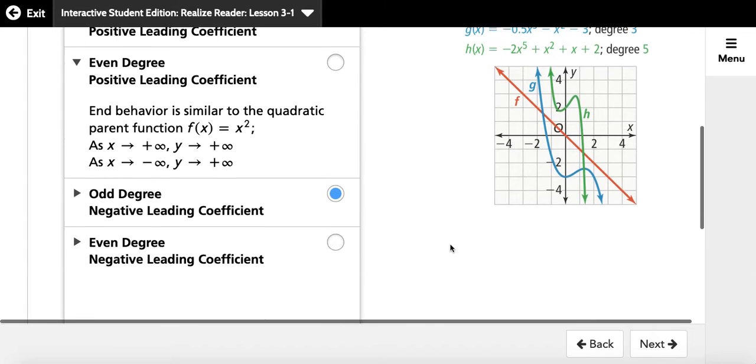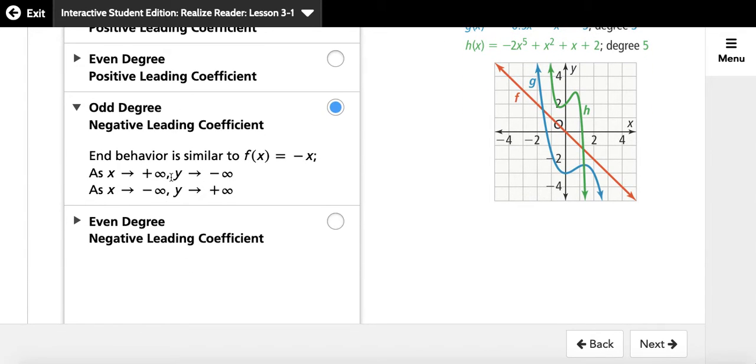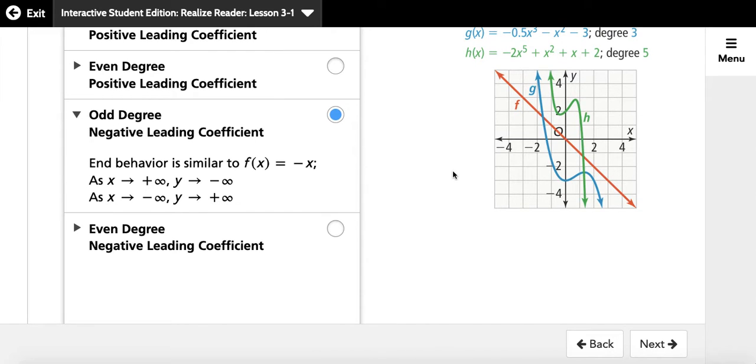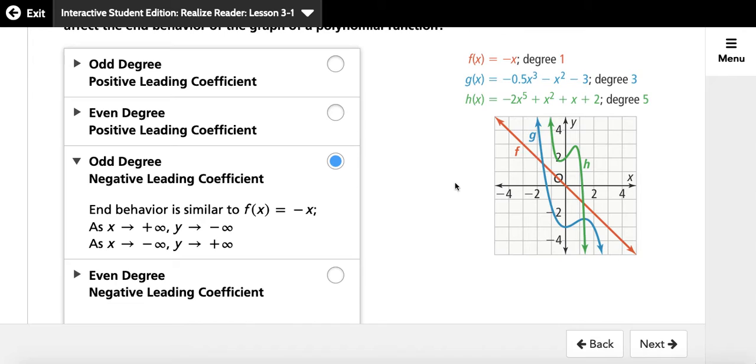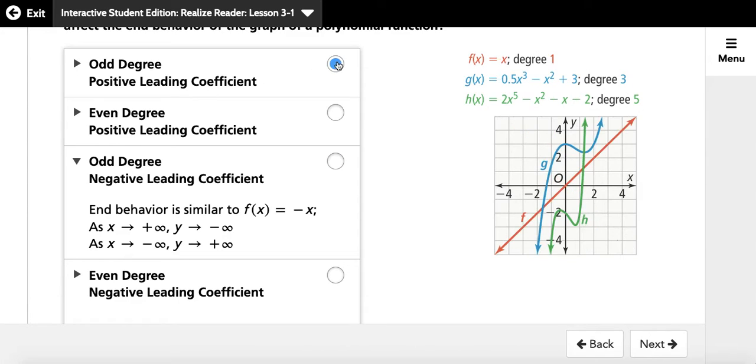As x approaches infinity, y approaches negative infinity. As x is getting smaller, y is getting larger. The way I memorize it is, if it's an odd degree with a negative coefficient, I know it goes from the upper left to the lower right. And if it had a positive leading coefficient, it would go from the lower left to the upper right.